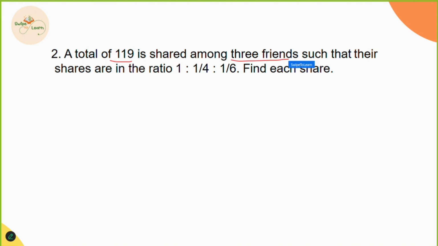Okay, a total quantity is given and it's shared among 3 friends such that the ratios are in the ratio 1/2 : 1/4 : 1/6. An important point here to remember is ratios can never be in fractions. What we need to do is convert the fractions to fixed numbers. How can we do it?